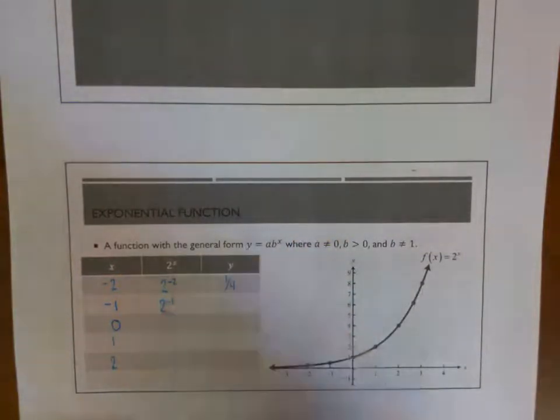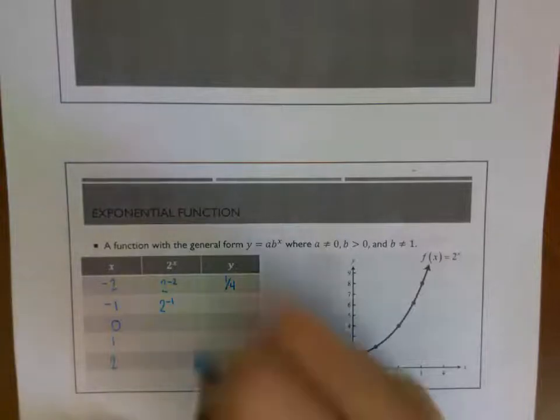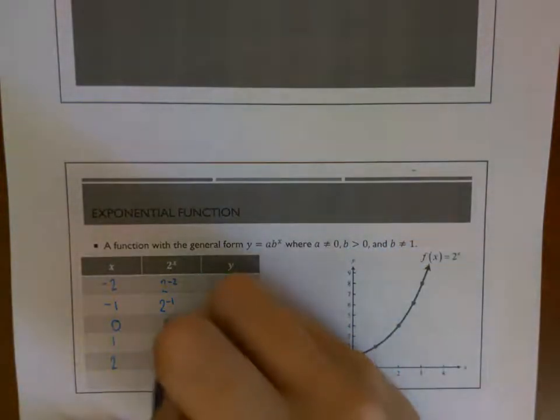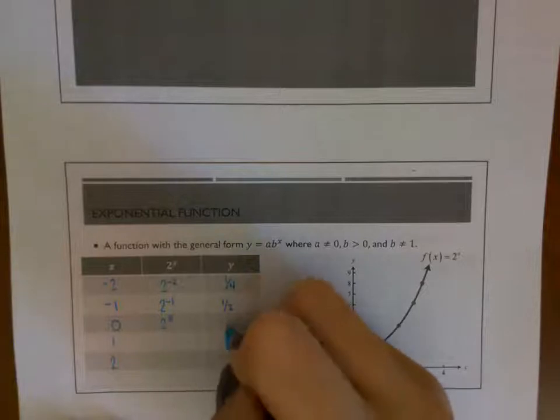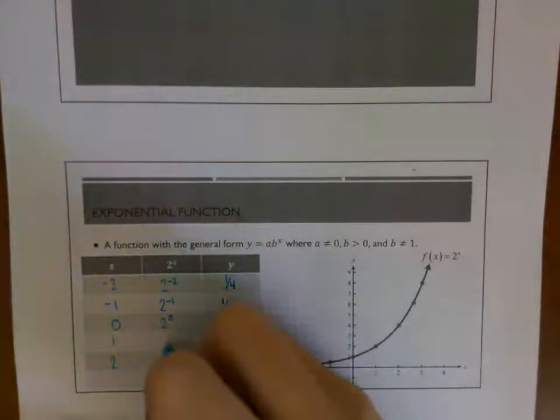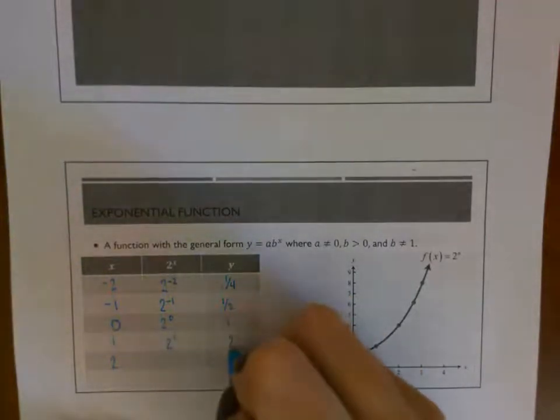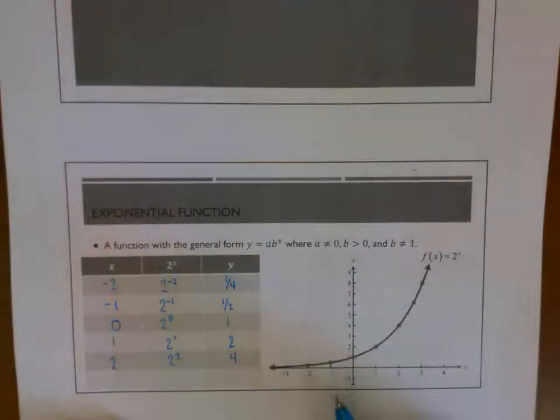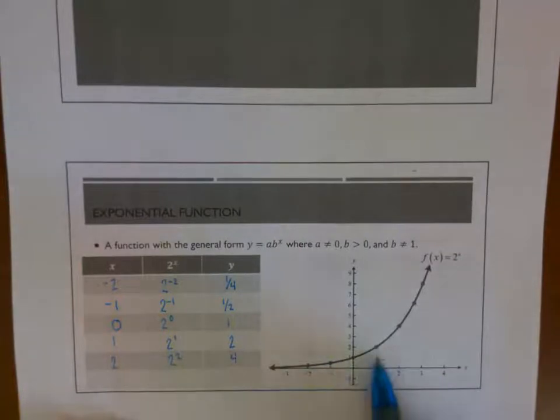So then what would 2 to the -1 give me? It would give me 1/2. 2 to the 0, anything to the 0 power is 1. 2 to the first is 2, and 2 squared is 4. And then you can see the graph over here, and we've got each of these points: -2, and notice it's just barely off the graph, -1 is at 1/2, 0 is 1, 1 is 2, 2 is 4, etc.